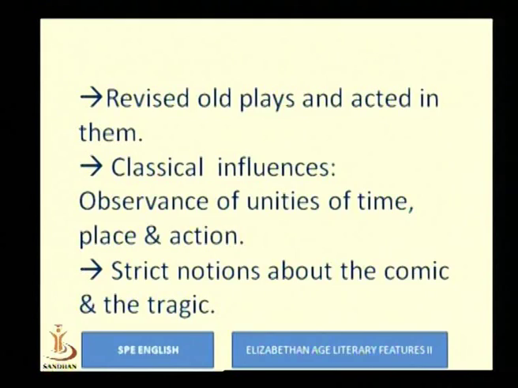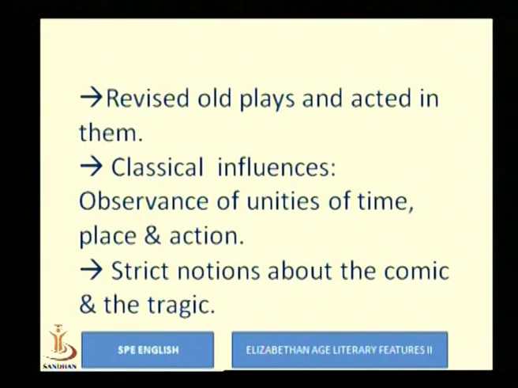We can also see that there were classical influences, because they were scholars who had come from the universities. They knew the Greek models of plays, and they knew that the classical rules were very important in the making of a play, and therefore they strictly adhered to these rules.